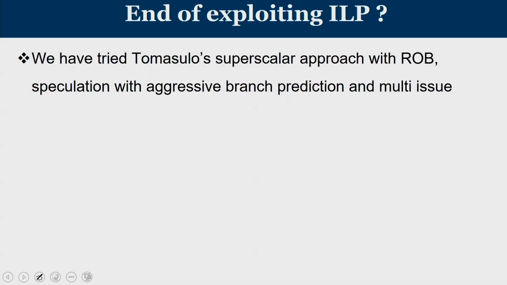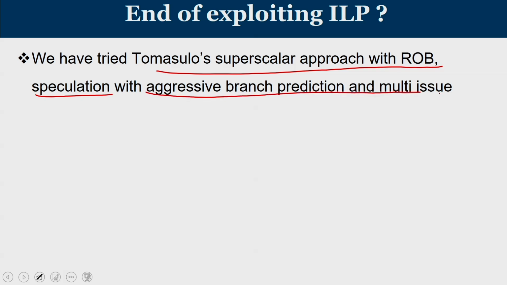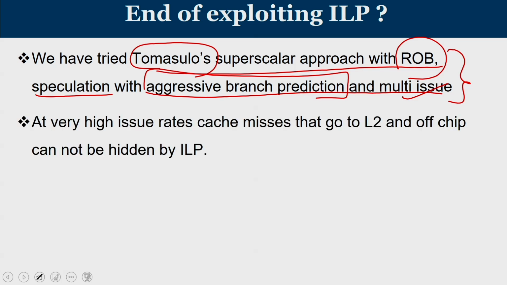Now with this, are we going to come to the end of the ILP? No, we have tried our Tomasulo superscalar approach with reorder buffer, speculation, and aggressive branch prediction and multiple issue. That is the whole story all about. Tomasulo's algorithm is taking care of dynamic scheduling, speculation is handled by reorder buffer, and then you are using branch predictions to take care of control hazards, and now you increase the number of functional units to facilitate multiple issue.